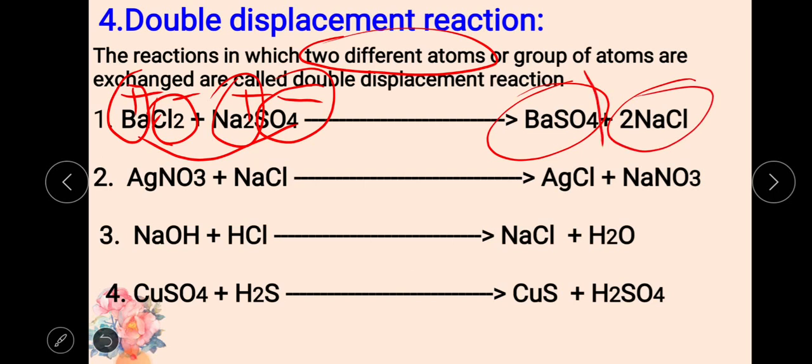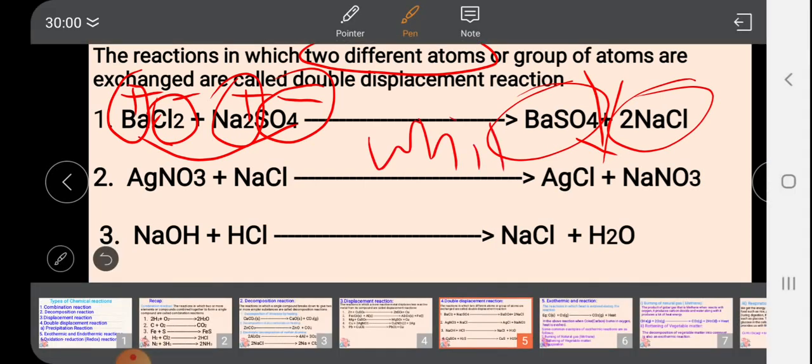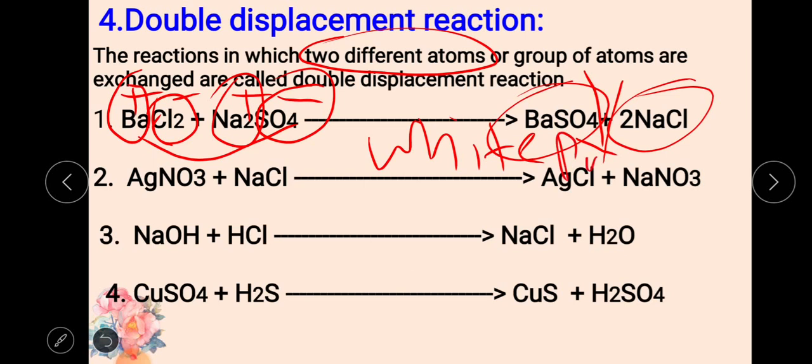This barium sulfate we show with a downward arrow because it is a precipitate, a white precipitate. Keep in mind, students, we get a white PPT, and you saw the video in the previous class also.